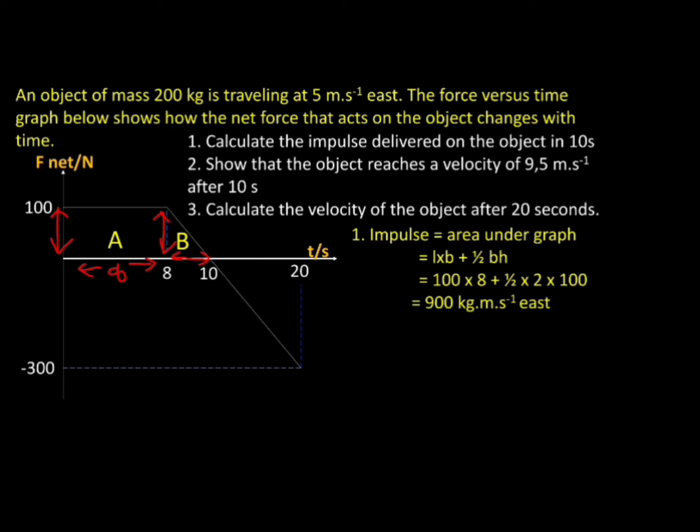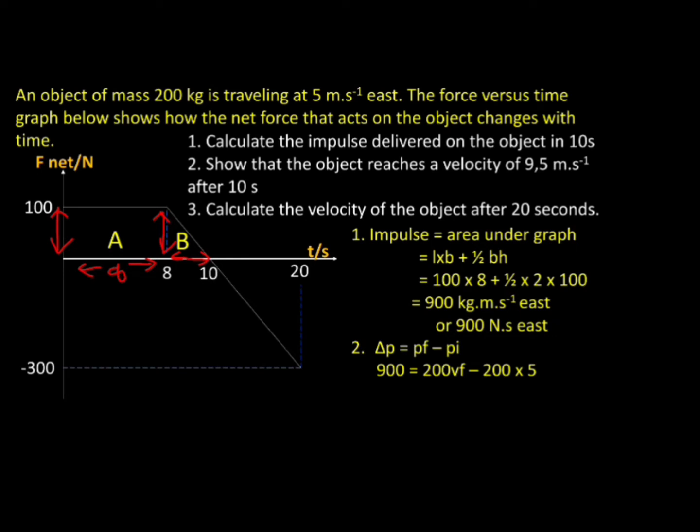Show that the object reaches a velocity of 9.5 meters per second after 10 seconds. Well, yes, the impulse is also 900 newtons seconds east. Remember, impulse is 2 units. We're going to use the formula delta P equals PF minus PI, or impulse equals final momentum minus initial momentum. We've already calculated the impulse, which is 900 kilograms meters per second. We substitute into that formula. What we are interested in is the final velocity.